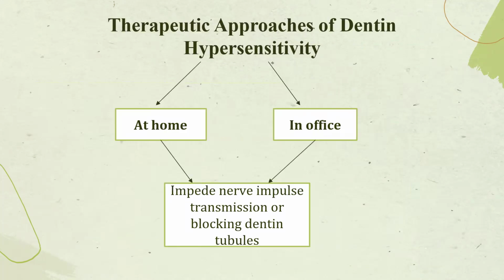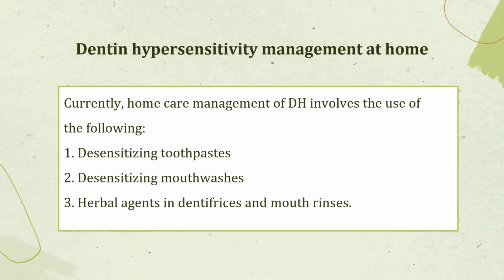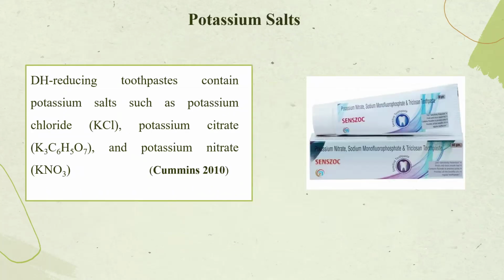Management of dental hypersensitivity, mainly therapeutic approaches, includes at-home techniques and in-office techniques. These two techniques mainly work by impeding the nerve impulse transmission or blocking the dentinal tubules. The management at home currently involves the following methods: desensitizing toothpaste, desensitizing mouthwashes, and herbal agents in dentifrices and mouth rinses.